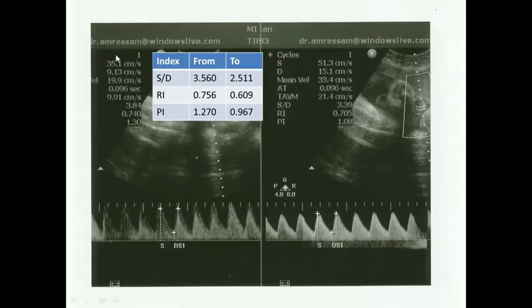Here, for example, look at the indices here. These are abnormal. Now in the third trimester, if I have a systolic diastolic ratio of 3.8, a resistance index of 0.74, or a pulsatility index of 1.3, then the indices are telling me that this placenta is offering too much resistance in front of the deoxygenated blood coming from the fetus.